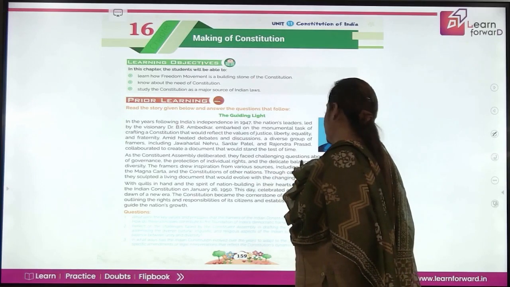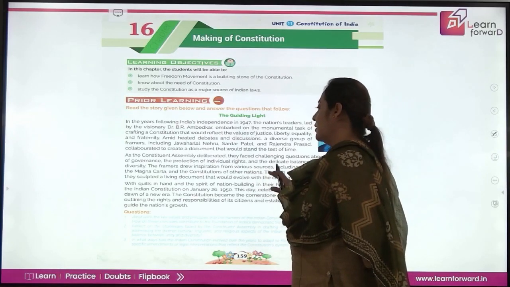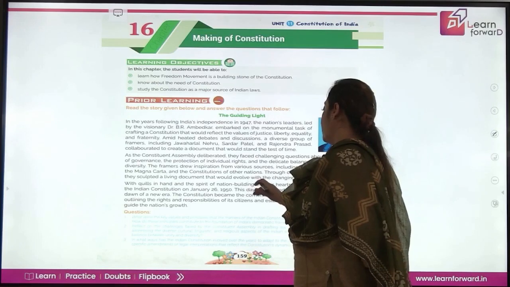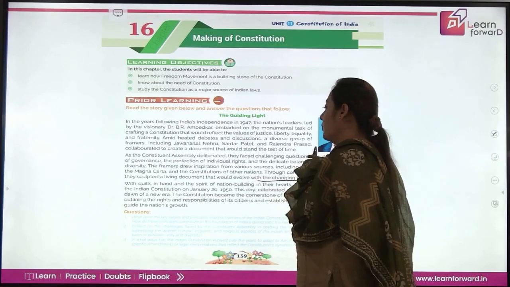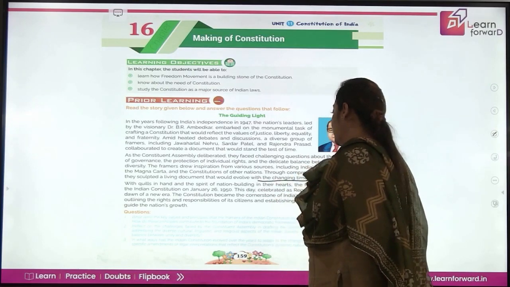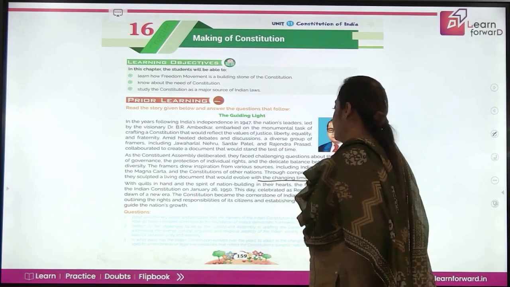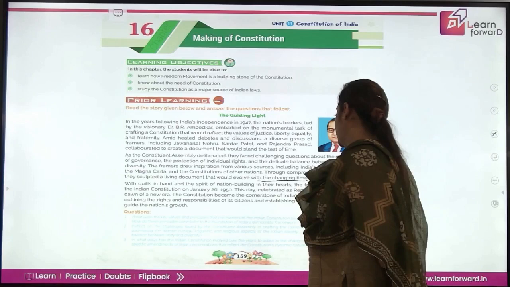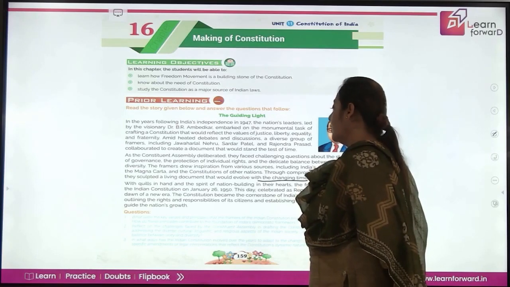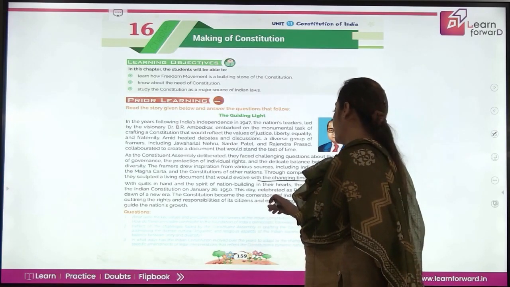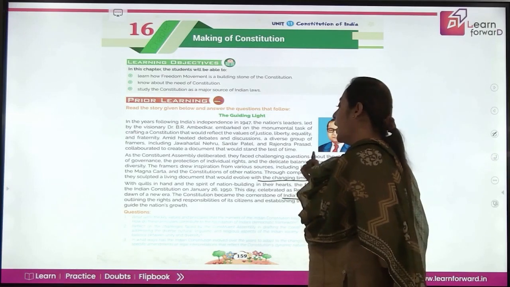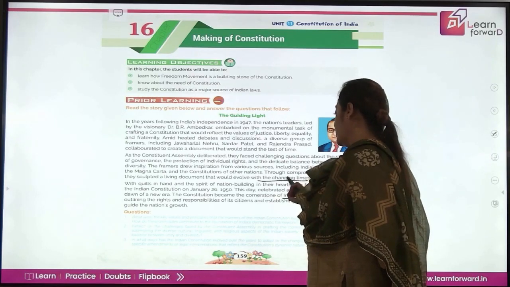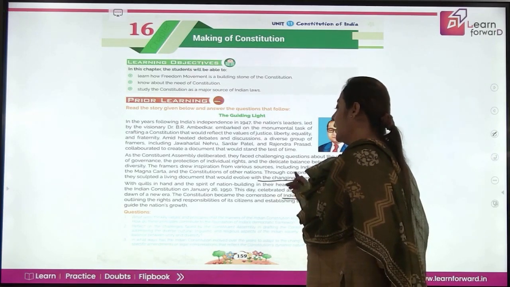Through compromise and consensus, they sculpted a living document that would evolve with changing times. With quills in hand and the spirit of nation building in their hearts, the framers gave birth to the Indian Constitution on January 26, 1950. This day, celebrated as Republic Day, marked the dawn of a new era. The Constitution became the cornerstone of the Indian democratic framework, outlining the rights and responsibilities of the citizen and establishing the principles that would guide the nation's growth.